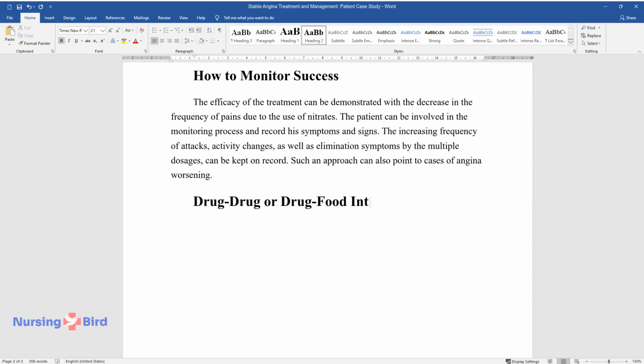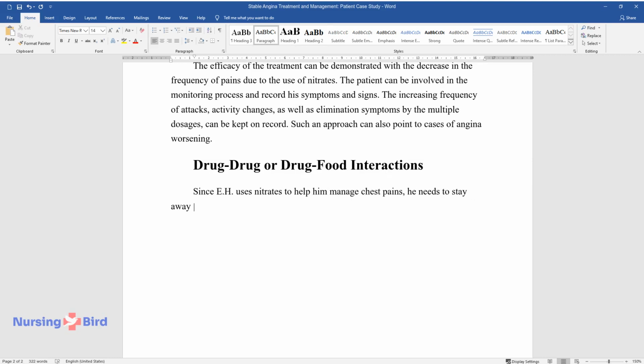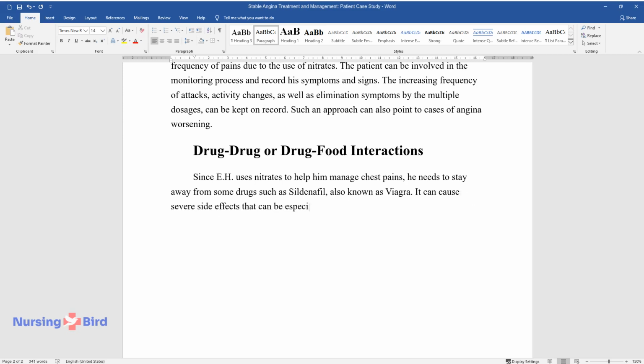Drug-drug or drug-food interactions. Since EH uses nitrates to help him manage chest pains, he needs to stay away from some drugs such as sildenafil, also known as Viagra. It can cause severe side effects that can be especially harmful to anyone who takes nitrates.